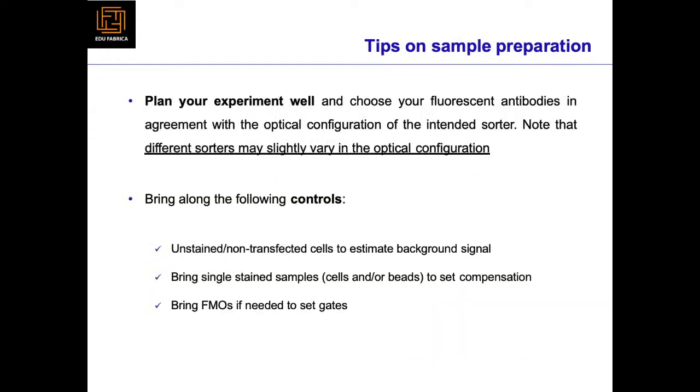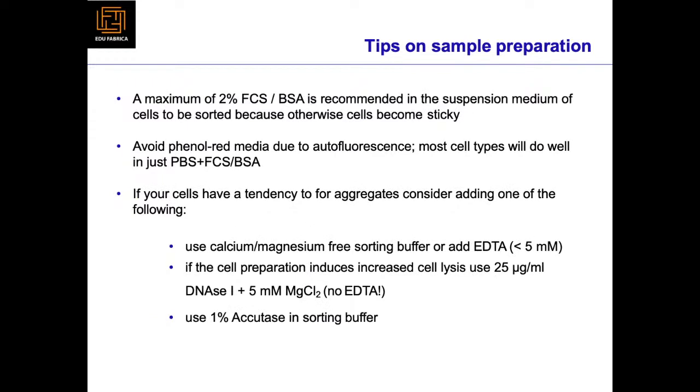So some quick tips while you're preparing your samples. Plan the experiment well. Choose fluorescent antibodies in agreement with the optical configuration of the intended sorter. Note that different sorters may slightly vary in optical configuration. Bring unstained non-transfected cells to estimate background signals. Bring single stained samples to set compensation, and bring FMOs if needed. Use a maximum of 2% FCS or BSA, which is recommended in the suspension to be sorted, because otherwise cells become sticky.